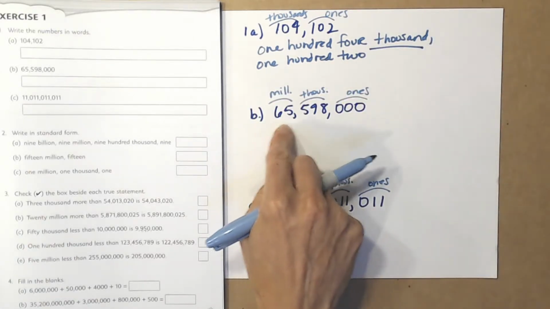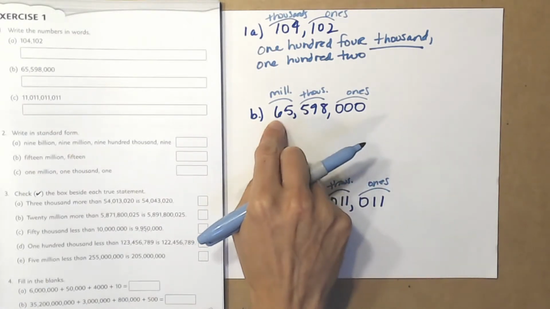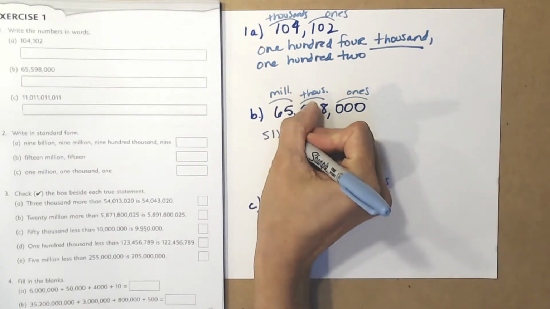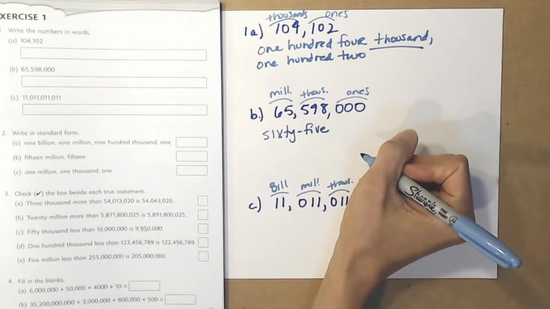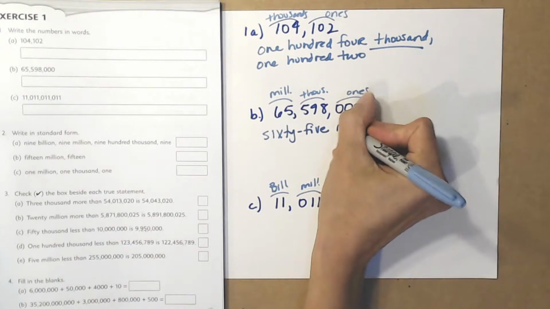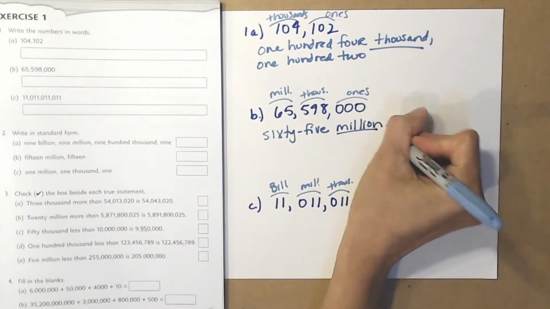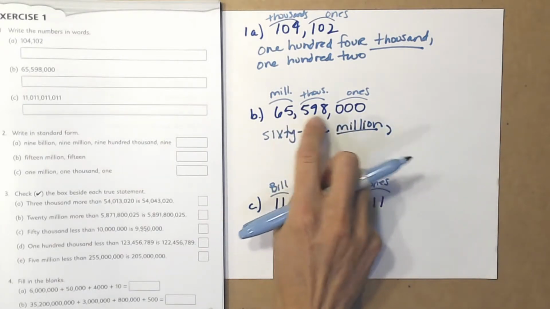The next one, we have millions, thousands, and ones. So first we'll write our millions. We have 65 million. So we write 65. We hyphenate any number between 21 and 99. So 65 million, that's our million family, comma. We put a comma in the same place as we do in the standard form.